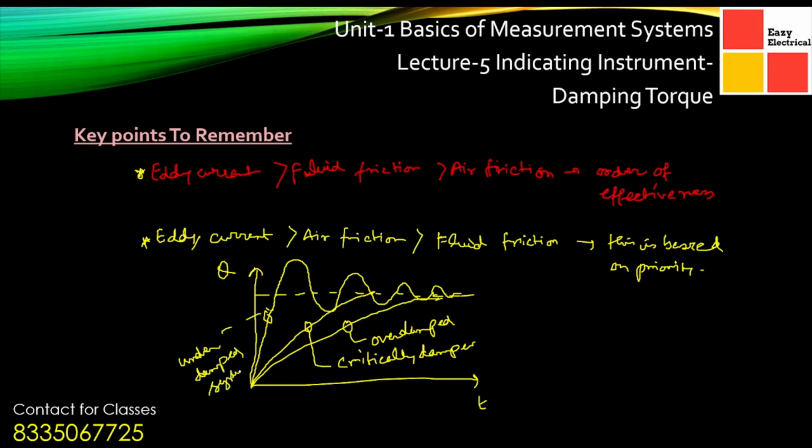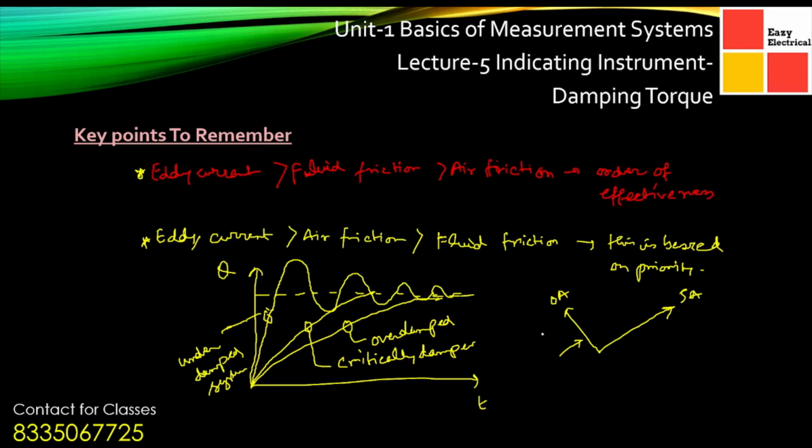What do we mean by critically damped, overdamped, and underdamped? Suppose I am giving a supply to an ammeter. Initially, it is showing 0 ampere. Now, when 5 ampere current is flowing to the ammeter, if it takes a longer time to reach the value of 5 ampere, then we can say it is an overdamped system. Suppose it is reaching the 5 ampere value very quickly, then it is called critically damped.